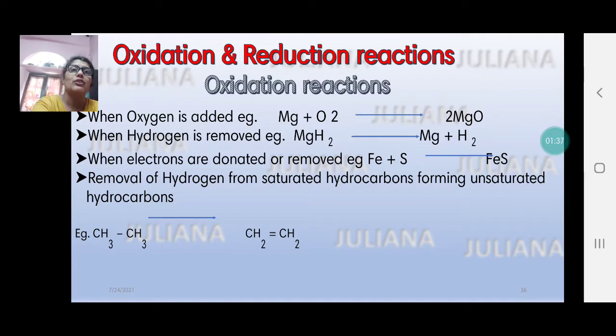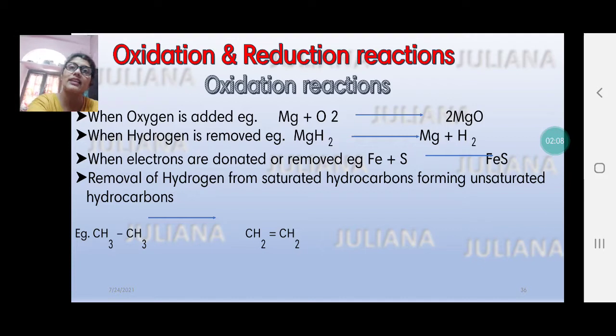Then removal of hydrogen from saturated hydrocarbons forming unsaturated hydrocarbons. Now here you see ethane, CH3CH3, that is C2H6, I'm sorry, ethane, not methane. Ethane, C2H6, giving you ethene or ethylene, that is C2H4. So two hydrogens have been removed. So from a saturated hydrocarbon, you have got an unsaturated hydrocarbon.